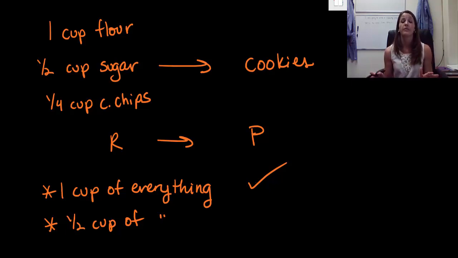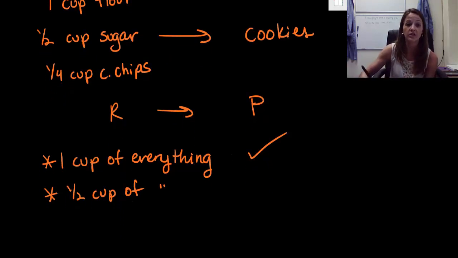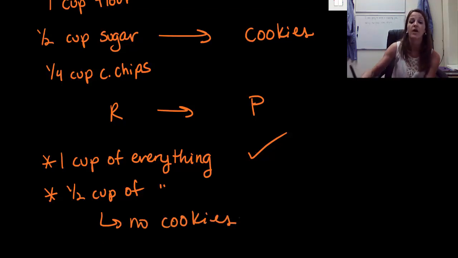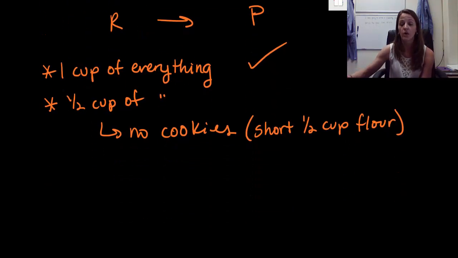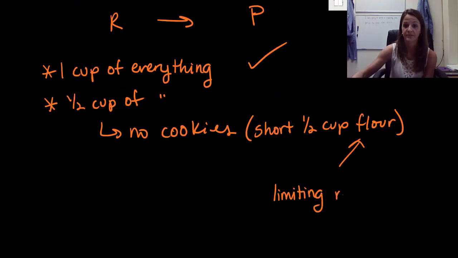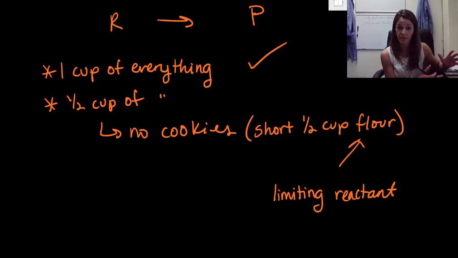But now here's the problem. We need a cup of flour, but we only have a half cup of flour. So in this example, we would say that we cannot make cookies. So this would be no cookies. Very, very sad. And the problem is because we are short a half cup of flour. So for this example, we would say that flour is actually our limiting reactant. And so what we are basically saying is we don't have enough flour to properly make the cookies in that recipe that we wanted to use.